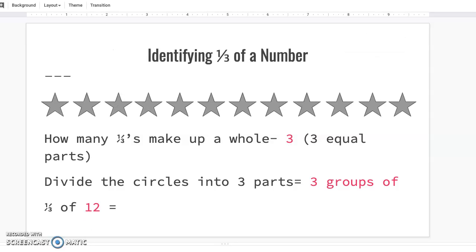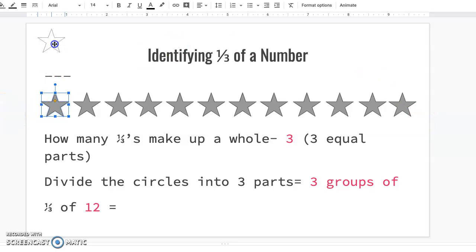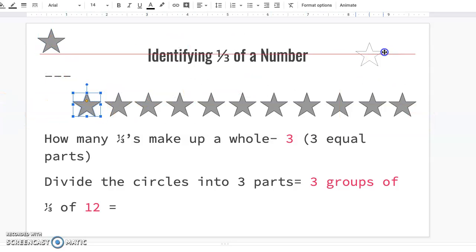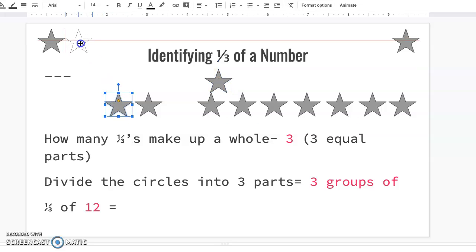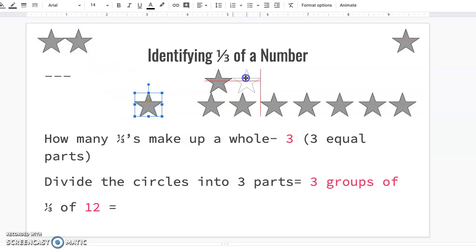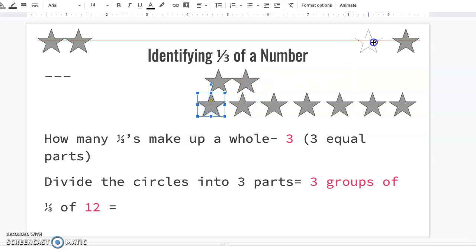All right, identifying a third of a number. So how many thirds make up a whole? 3 thirds, so 3 equal parts. So we have to divide the circles into 3 parts, or 3 groups, and there's 12 stars, and we need 3 groups. So I'm going to put a group here, a group here, and a group in the middle. All right, and then I'm going to keep dividing them up until I have none left over.